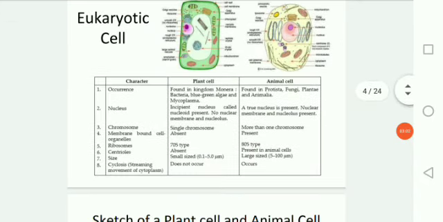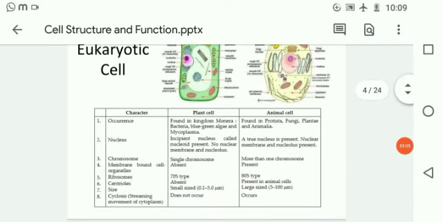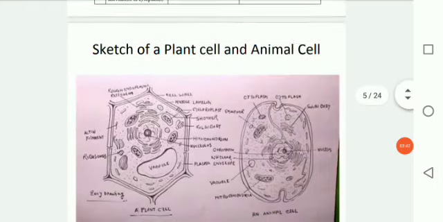Next we have the eukaryotic cells. Eukaryotic cells are of two types, plant cells and animal cells. Plant cells are found basically in Monera, bacteria, blue-green algae, mycoplasma and so on, whereas animal cells you can find in protista, fungi, plantae, and animalia. Regarding the nucleus, a nucleoid is present and no nuclear membrane is there in the plant cell, whereas in the animal cell it is available. There is a single chromosome in the plant cell, whereas more than one chromosome is present in the animal cell. So these are the various differences that we have.